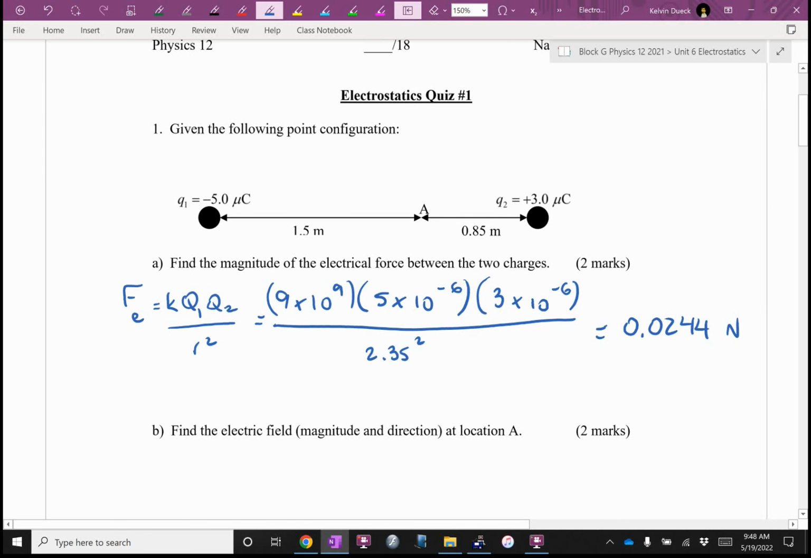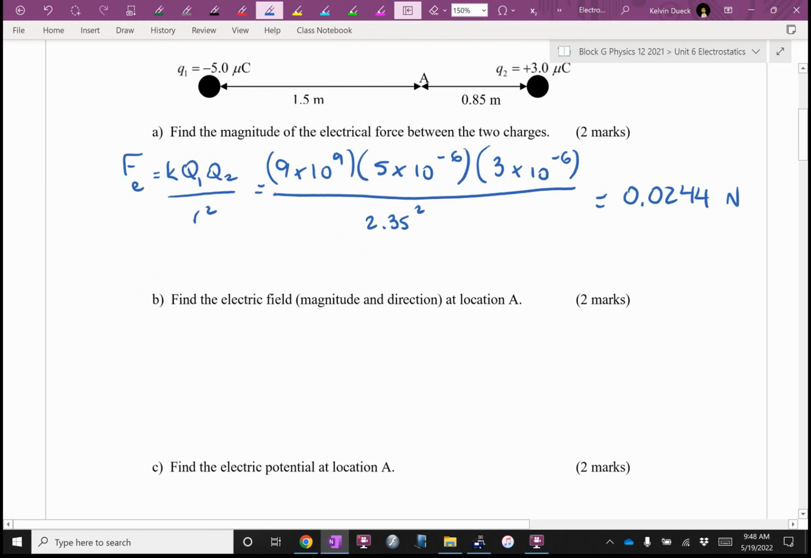Okay. What else can I do? B is definitely going to be a written question. I'm going to ask you to find the electric field between 2 charges at a location. How am I going to do that? I'm going to find the electric field from charge 1, magnitude and direction. I'm going to find the electric field from charge 2, magnitude and direction, and then I'll add them vectorially. If they're in the same direction, winner plus winner. If they're in opposite directions, winner minus loser.